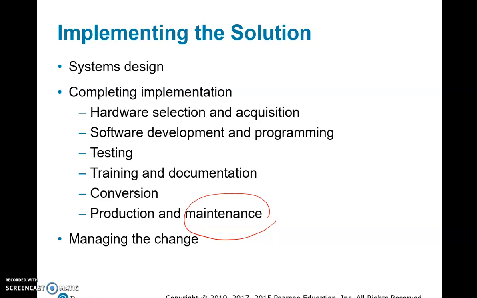Managing the change is also important, because when users are asked to use new systems, they may not like it. So at that time, you need to make sure that the users understand why the system is beneficial to them, as well as for the company, as well as for the world. So all these things have to be managed very well, and that is called the change management principles.